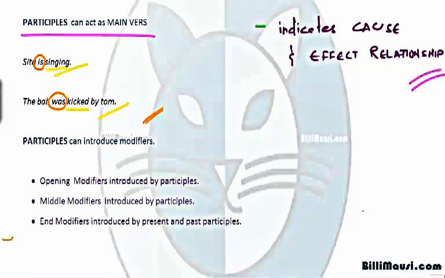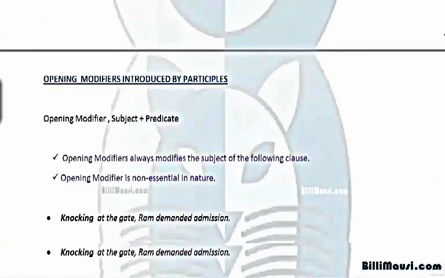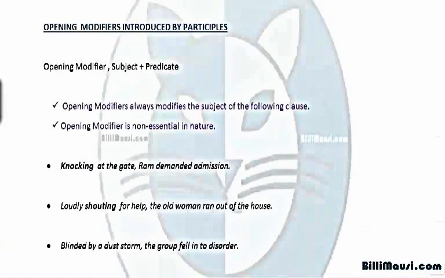Participles can introduce modifiers. Very, very important. There are 3 kinds. They have been broadly classified as opening modifiers, middle modifiers, and end modifiers. Now, end modifiers can be introduced by participles, present participles, or past participles. Let's see. We will analyze them one by one. Opening modifiers introduced by participles.